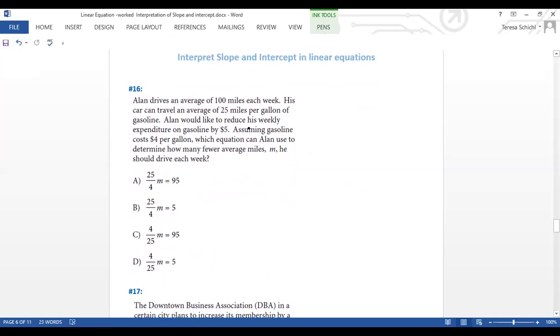Okay, so number 16 here, right? This one says Alan drives an average of 100 miles each week. His car travels on average 25 miles per gallon of gas. Alan would like to reduce his weekly expense on gasoline by $5. Assume gasoline costs $4. Okay, so let's highlight all this information, right? The gasoline is $4, and he wants to reduce by $5 here. So which equation does Alan use to determine how many fewer miles he needs to drive here?